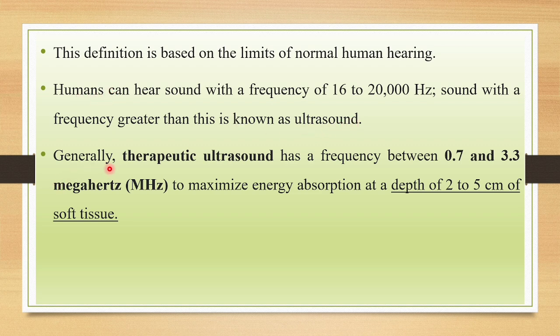That is beyond the 20 kilohertz that cannot be heard by our human ear. Generally, therapeutic ultrasound has a frequency between 0.7 and 3.3 megahertz to maximize the energy absorption at a depth of 2 to 5 centimeters of the soft tissues. Normally ultrasound can penetrate up to 5 centimeters, like until your bone region. So we can give treatment even for your bone conditions, like after a fracture, in order to improve fracture healing, using this therapeutic technique known as therapeutic ultrasound.